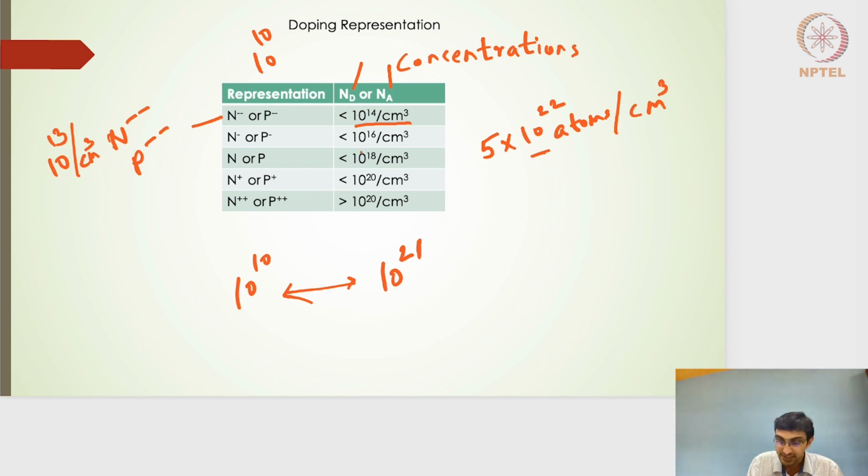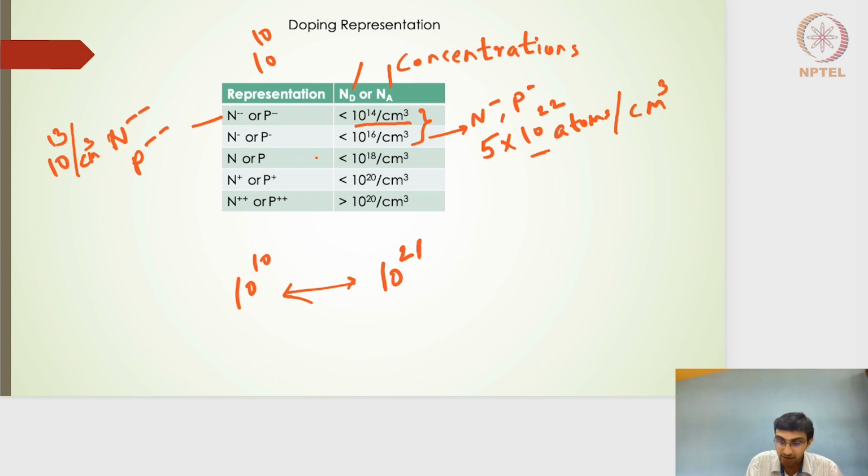Similarly, if the dopant concentration is between 10 raised to 14 and 10 raised to 16, we call it N minus or P minus. So one negative less compared to the previous case, where we had N minus minus or P minus minus when the dopant concentration was less than 10 raised to 14 per centimeter cube. Whenever it is 10 raised to 14 to 10 raised to 16, the dopant concentration is called N minus or P minus.